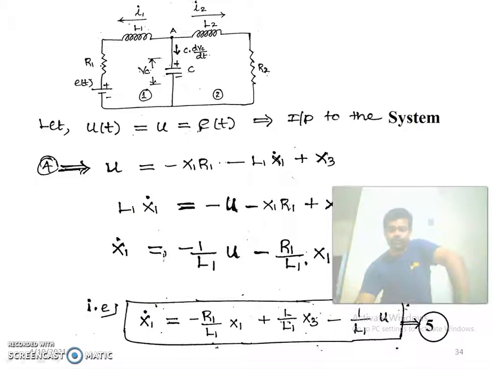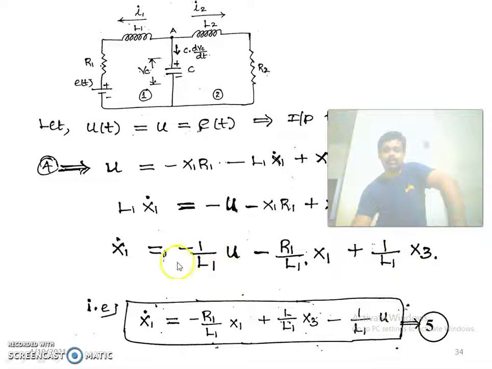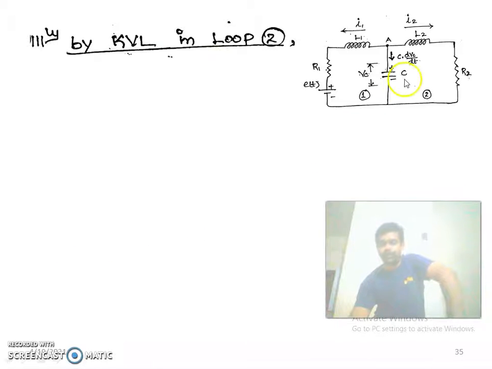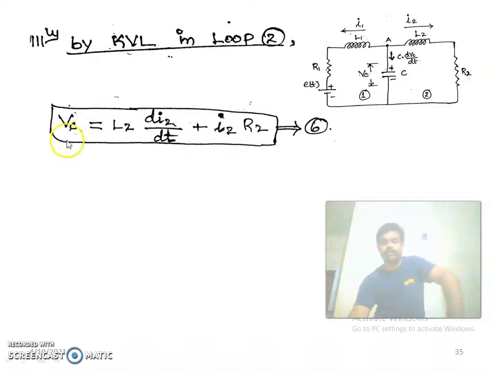Now after finding this x1 dot, we are again applying KVL to the loop 2. This is loop 2, we are applying KVL. So L into di2 by dt plus I2 into R2 minus C into dVC by dt is equal to 0.